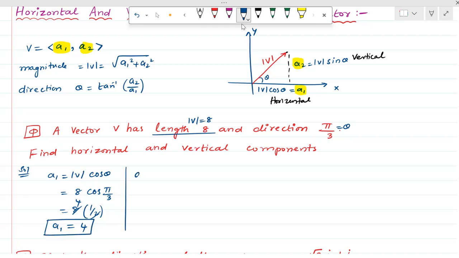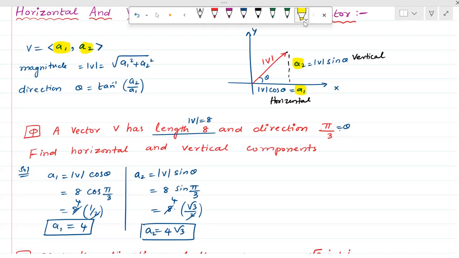Now the next one, the vertical component. A2 equals magnitude V sine theta. When I substitute, it becomes 8 sine pi over 3. Pi over 3 is what? Sine 60 is root 3 over 2. So it is 4 root 3. Since the question is asking for the horizontal and vertical components, this is the horizontal component A1 and this is the vertical component A2.